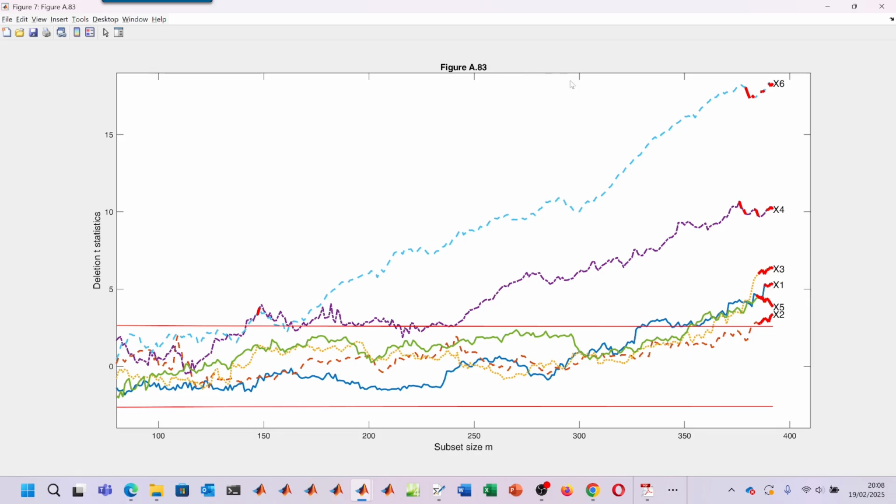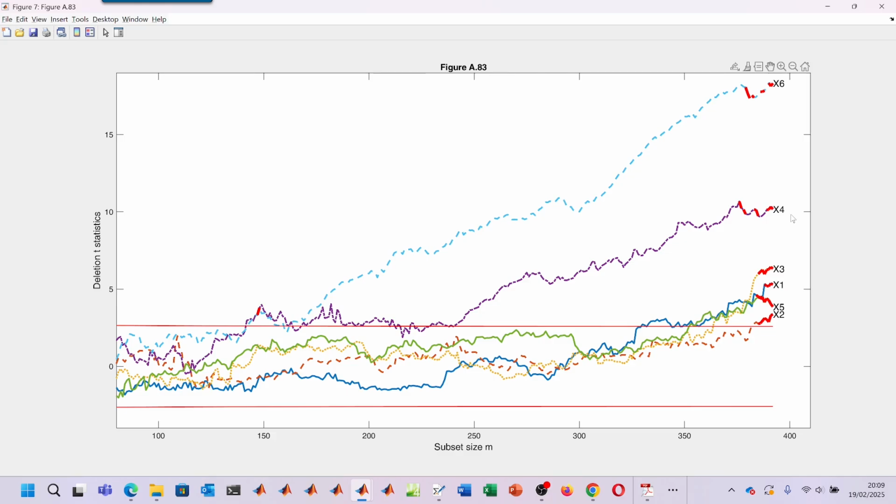So the most significant variable is x6, which is the model year. As the model year gets greater, as the cars become more modern, so the fuel economy improves. And note that there is a steady increase, a steady departure along the search. So the more observations you include, the more this variable becomes significant. And the same is true also for X4.